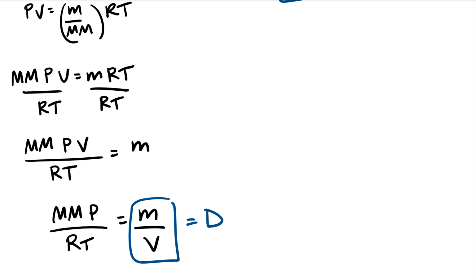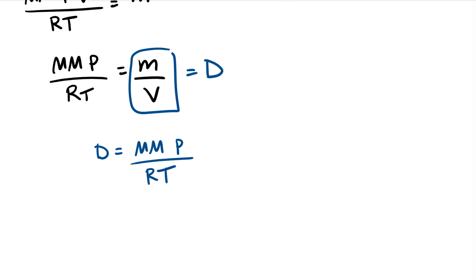So in other words, density is equal to the molar mass times the pressure of the gas, all divided by RT. So I'm going to clean this up a bit. Density of a gas is equal to the molar mass times the partial pressure, all divided by RT. That's pretty helpful to know.